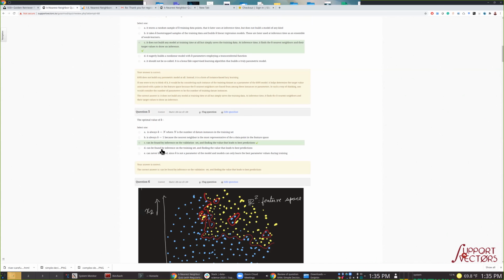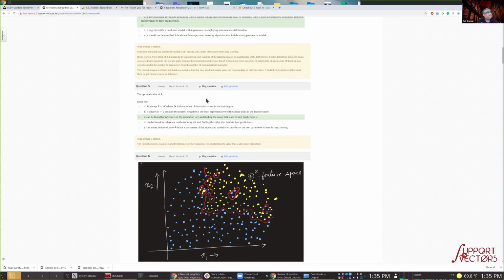The optimal value of K should be what? It should always be N, the total number of data points. Well, that is a bad idea. It will lead you to the baseline classifier. Is it always 1? That also is wrong. You might think that the nearest neighbor is the most representative, but no, that leads to high variance overfitting.